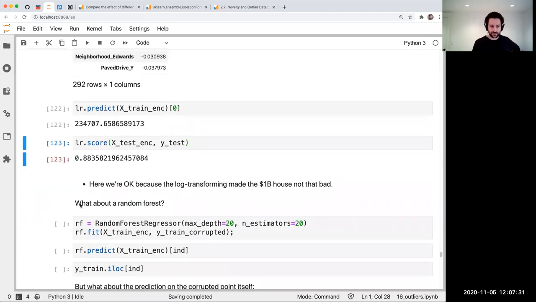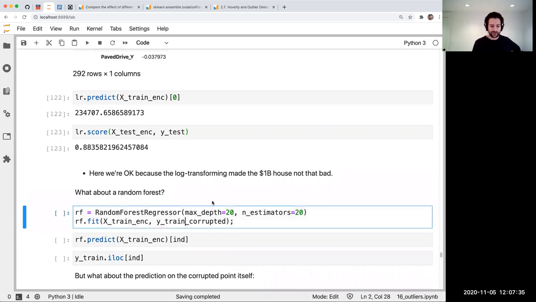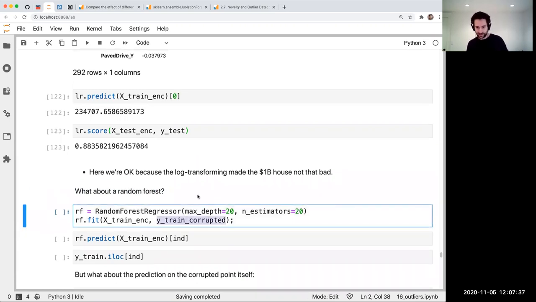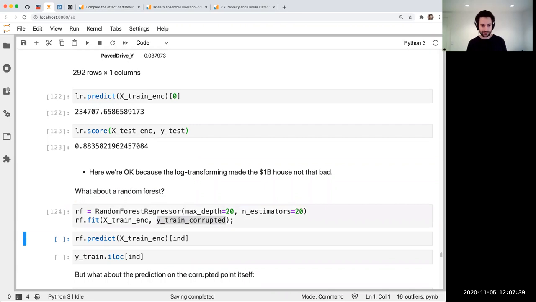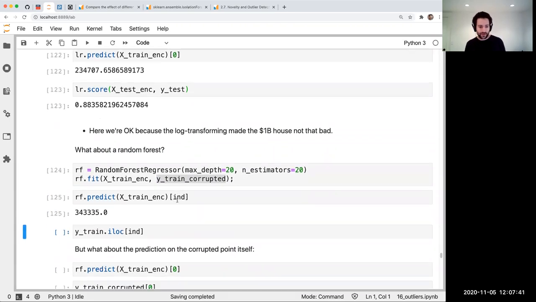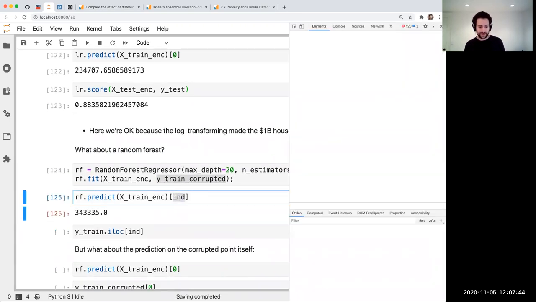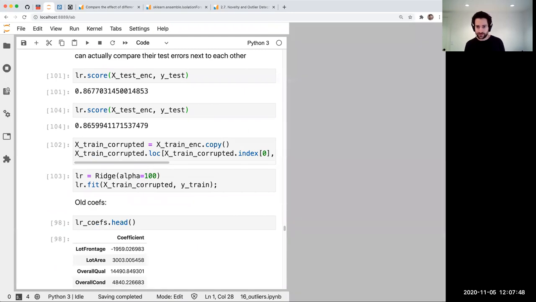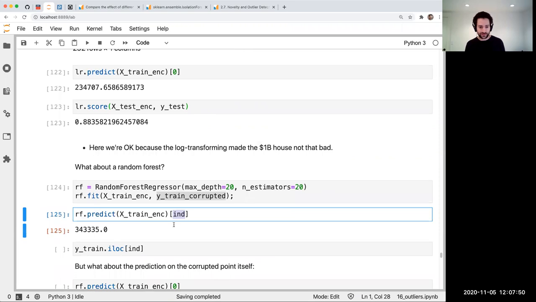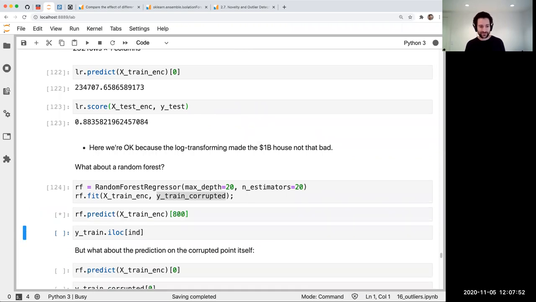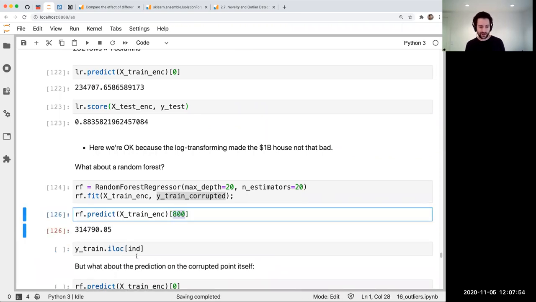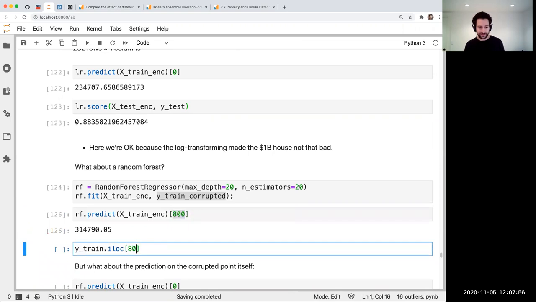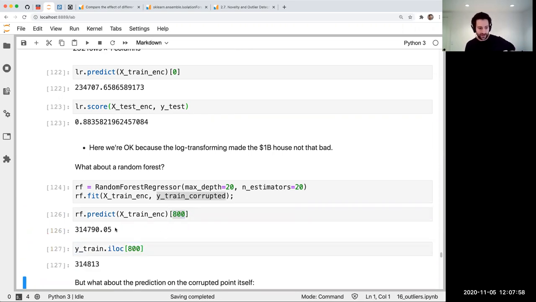Okay, so now as promised earlier, we'll talk about random forests as well. How does a random forest deal with Y train corrupted, where the first house is worth $1 billion? In this case, whoa, my gosh, I did not mean to press whatever hotkey that was. I don't remember what end is, so I don't feel like using it anymore. It's getting some reasonable predictions here.